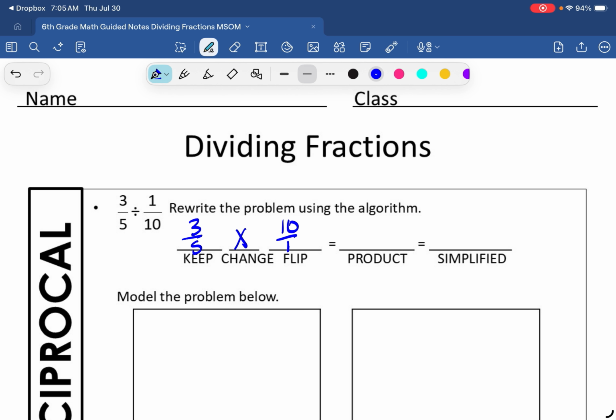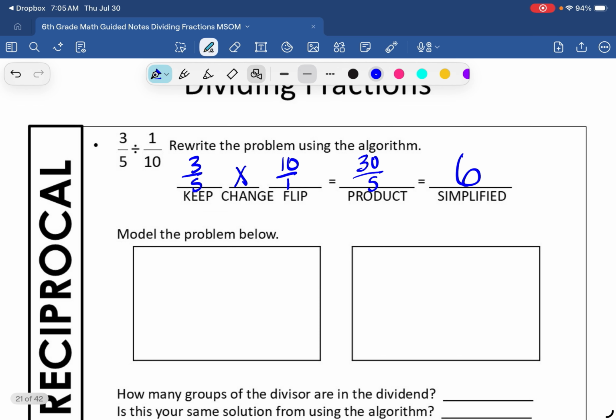Multiplying across, 3 times 10 is 30. 5 times 1 is 5. So 30 divided by 5, simplified, would be 6. I'm going to model this now. I'm going to need 5ths and 10ths.